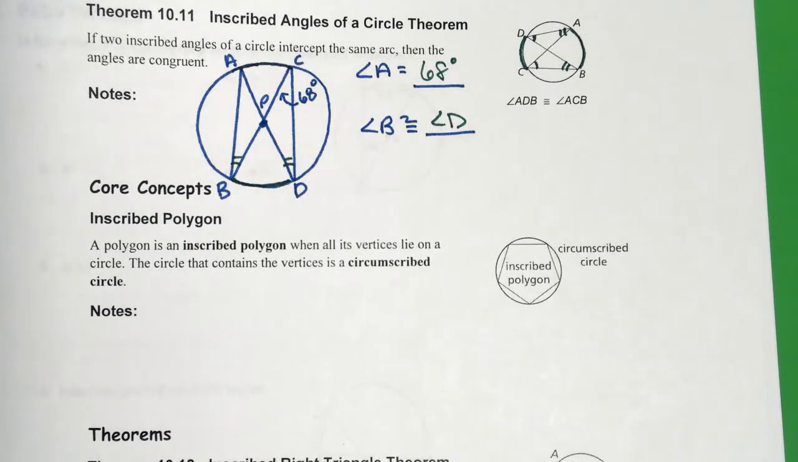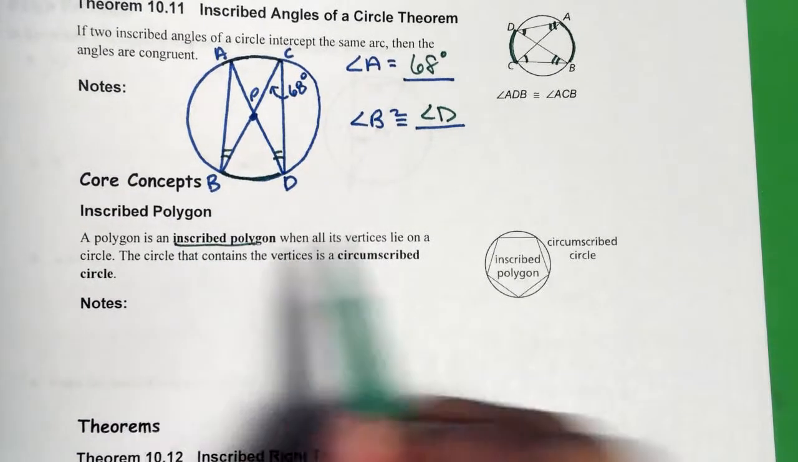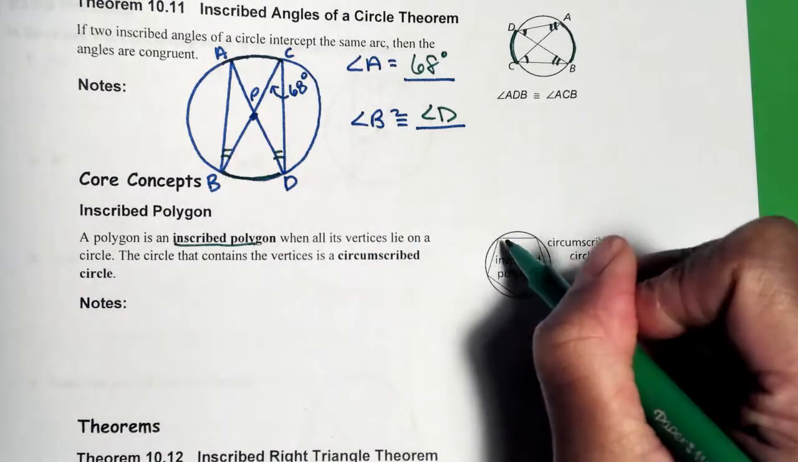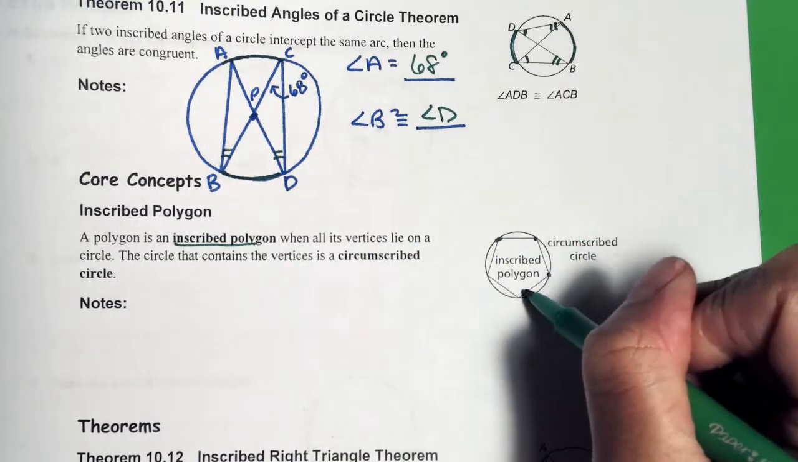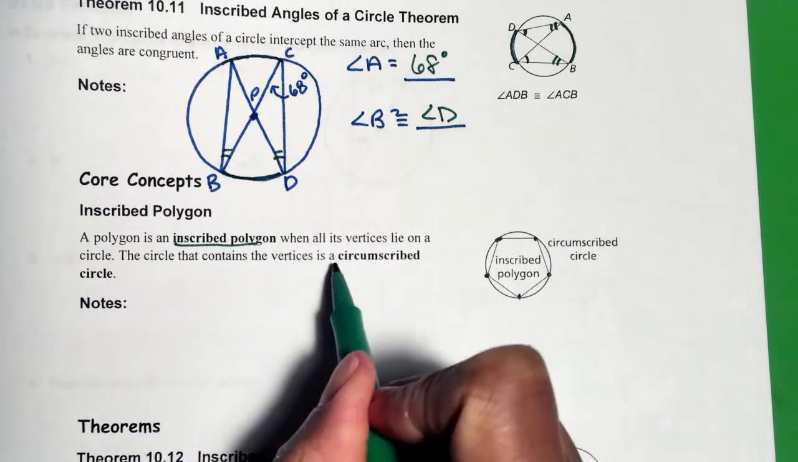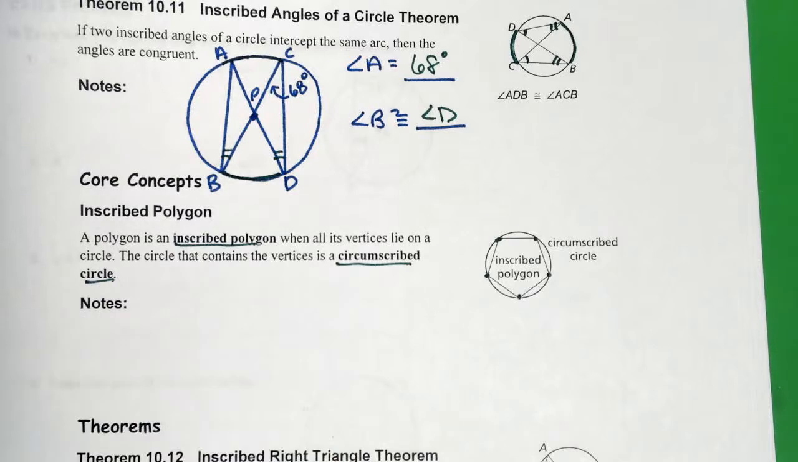Our next core concept is the inscribed polygons. This is where you have any number-sided polygon that's inside your circle. This is the inscribed polygon. All its vertices lie in the circle. So all the vertices of this pentagon are on the circle. And the circle that contains these vertices is called the circumscribed circle.